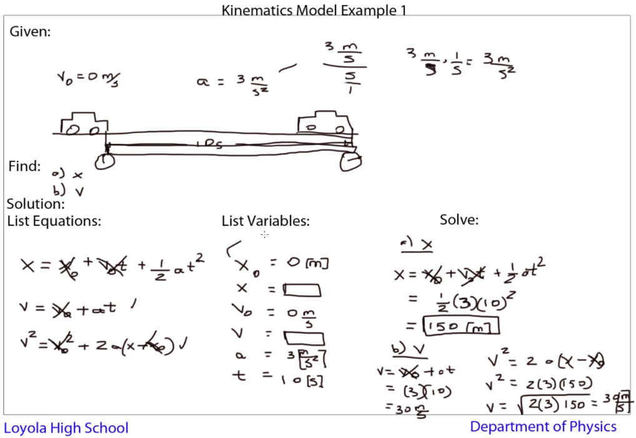Step 2 is arguably the most important part. If you can do this part right here and get the correct variables for the beginning and end points, then step 3 is the mathematics. Looking at what equations you have, what variables you have, and then solving for the correct variables. So that's an example of a kinematics model type problem.